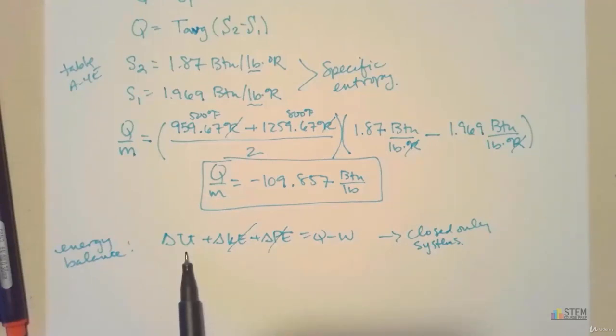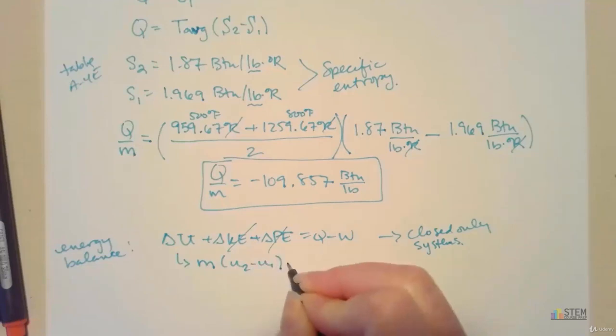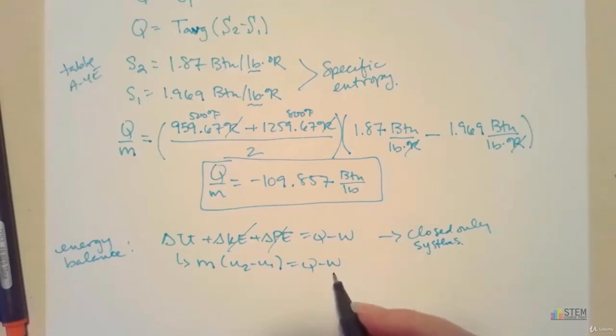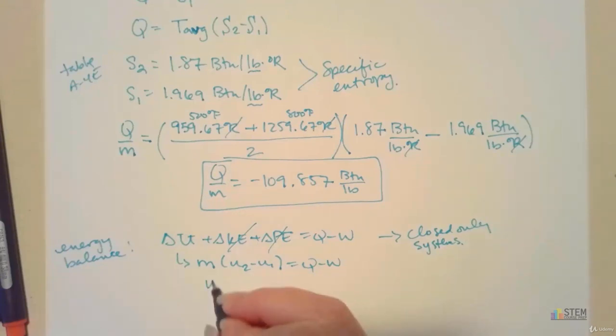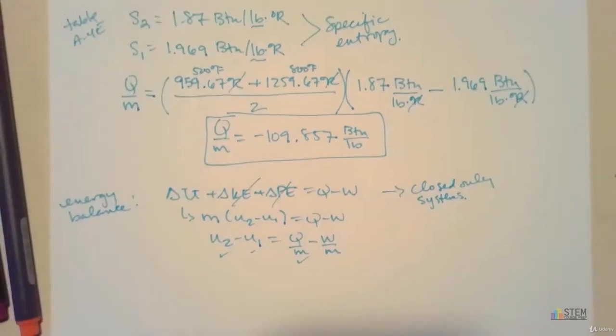Now this is internal energy, not specific internal energy. So this is really M times U2 minus U1, which equals Q minus W. Now we want W over M since we want BTU over pounds. Let's divide through by M. It's going to give us U2 minus U1 equals Q over M minus W over M. All right, so we already got this, right? And these two you can find in the table. So, easy. Not too much more to do.